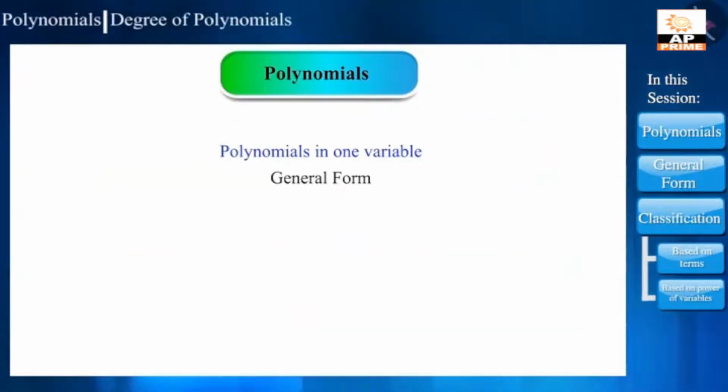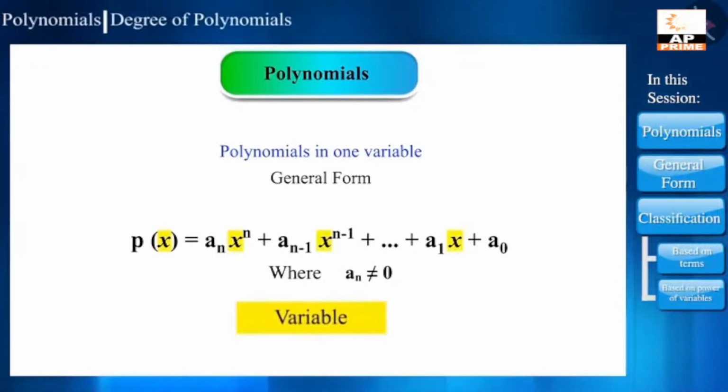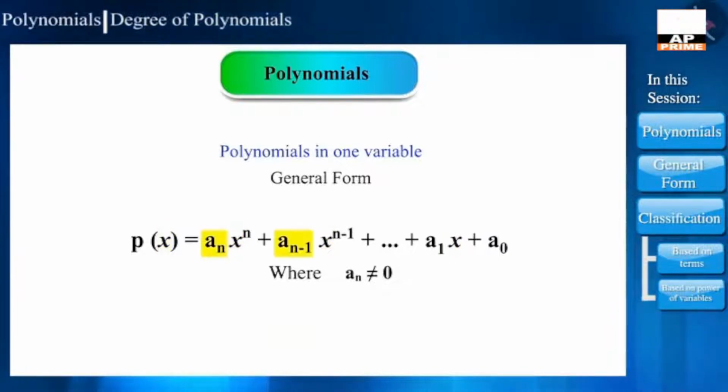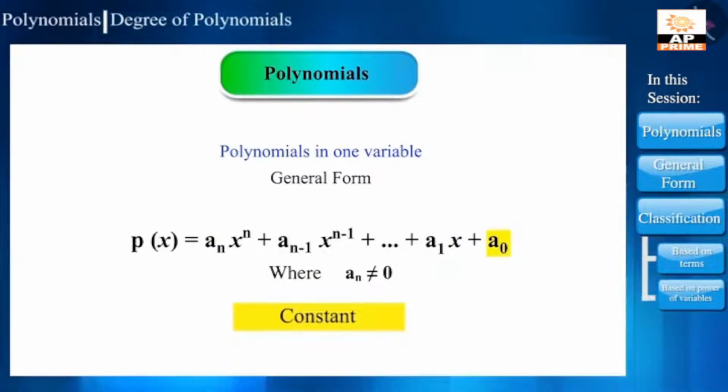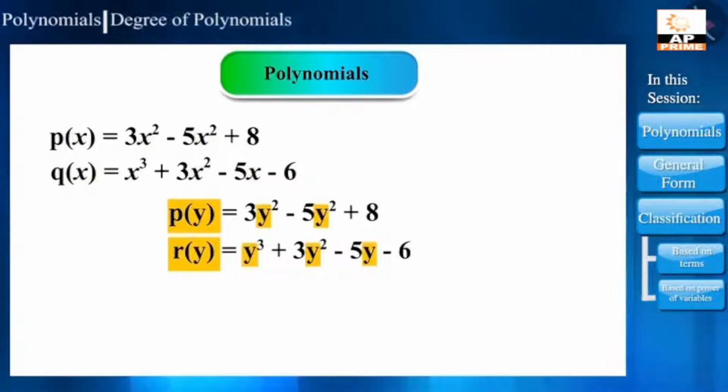General form of polynomials is expressed in this manner, where x is called variable, a n minus 1, a1 are coefficients, and a0 is a constant. Polynomials are expressed as p of x, q of x, or according to the variables p of y, r of y, or r of t, q of t.